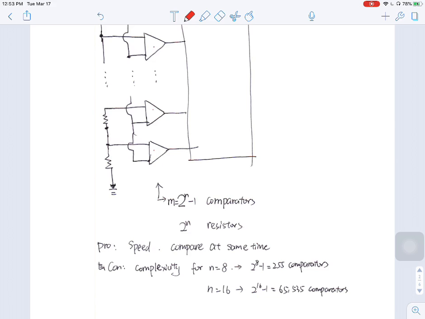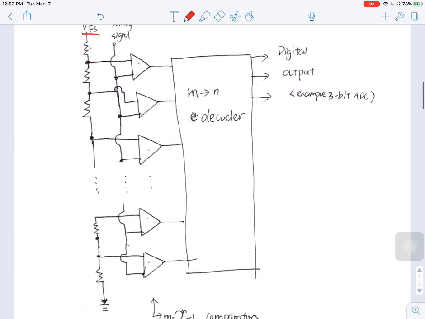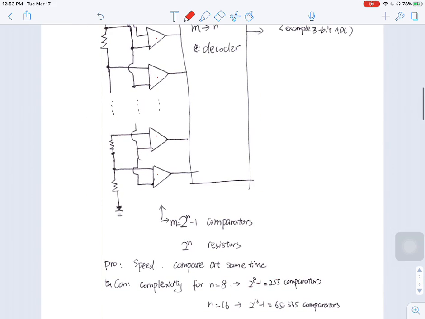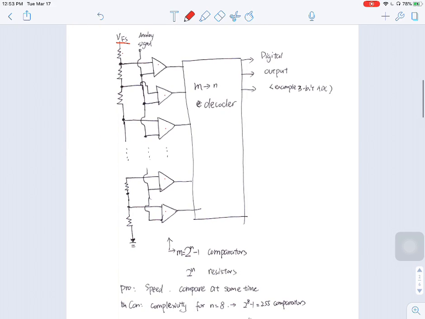Okay, let's get back to this flash ADC. If you look at this logic diagram of flash ADC, it requires, oops, the echo is going on here. Let me mute. All right, so this flash ADC will need 2 to the n minus 1 comparators and 2 to the n resistors.